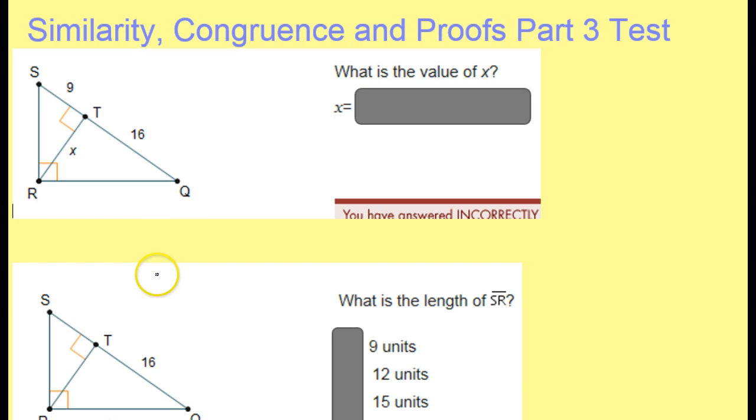This tutorial video is going to help prepare you for the test in Similarity, Congruence, and Proofs Part 3 unit. Now, several of these questions revolve around having a right triangle with an altitude. That's what this is right here. When you have a perpendicular line going out to the hypotenuse like this, making two smaller right triangles on the left and the right, that's a special situation, and it creates a few formulas that you're going to want to write down.